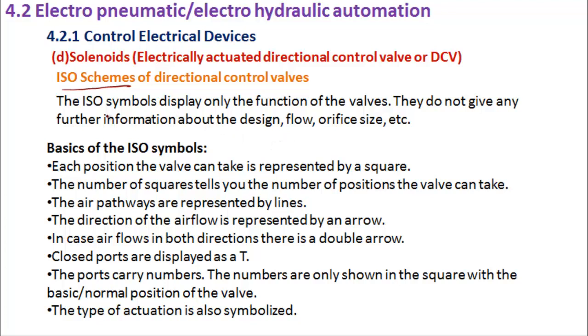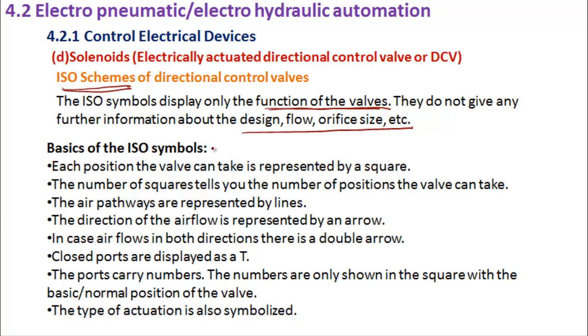Okay, so the ISO symbol displays only the functions of the valve. It does not give any information about the design or the flow or the size of the orifice, that means the size of the port. Nothing of that is shown. Only the function of the valve is shown. So what is the meaning of ISO schemes? ISO schemes means the schematic diagram, just now what we have taken.